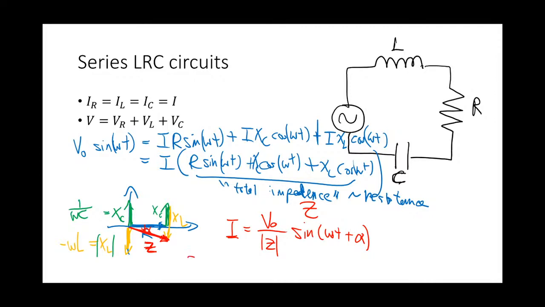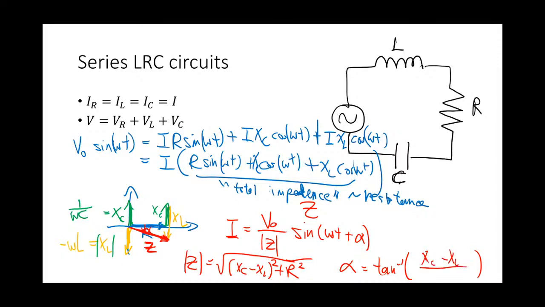So looking at that diagram, you can say that the magnitude of Z is equal to the square root of the sum of the squares of R and X. And then alpha would be the arc tangent of X over R.